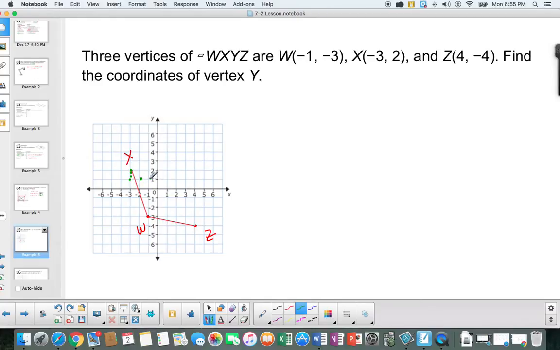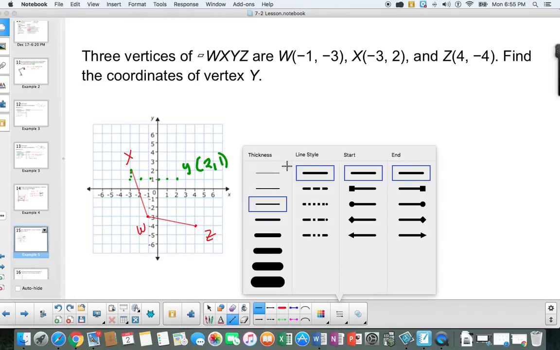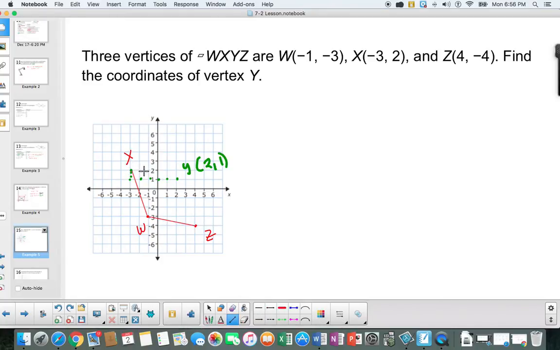So 1, 2, 3, 4, 5. Okay, so when I do that, then this will be my point Y, and that is the point 2, 1. So 2, 1 will allow me to create this parallelogram. So I'm going to go ahead and connect and then connect right here. And you can see I do get a parallelogram right there.